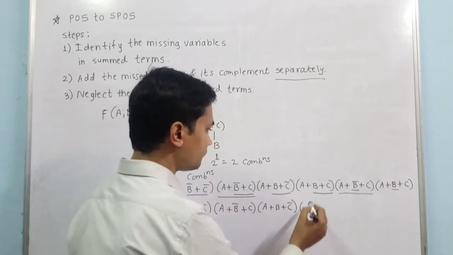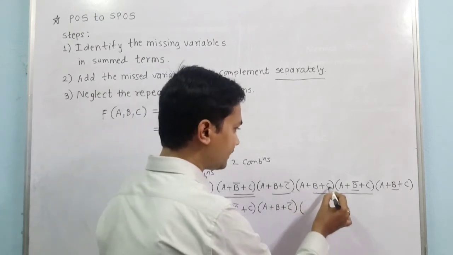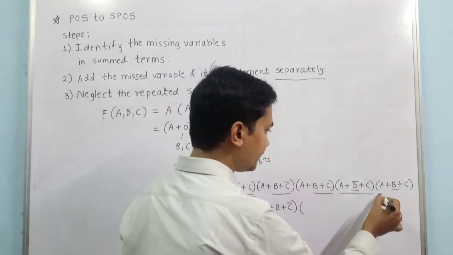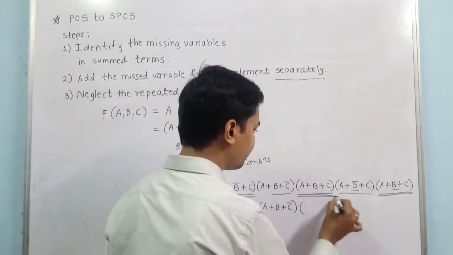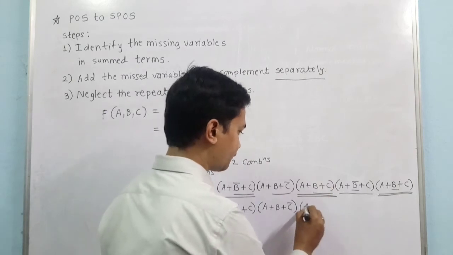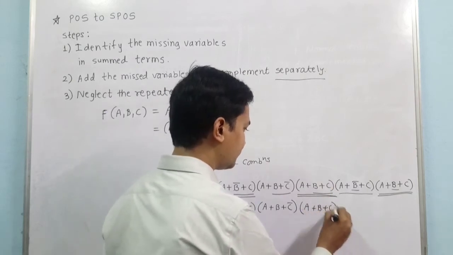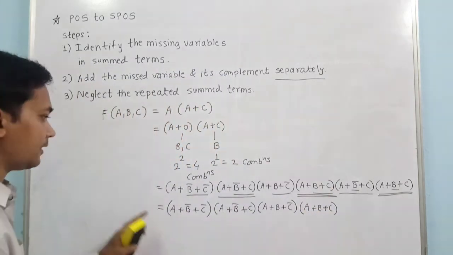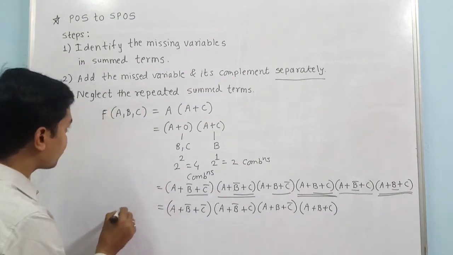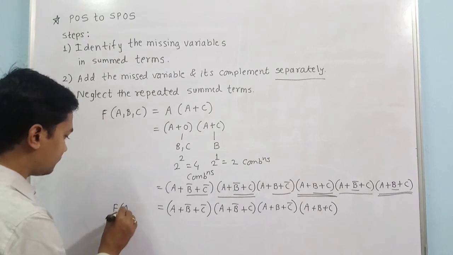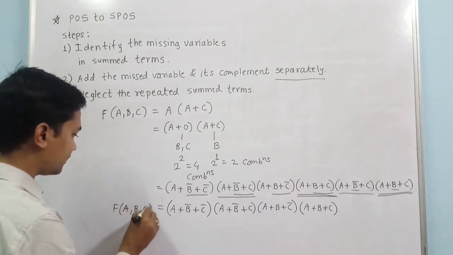Now A plus B plus C, is this term repeated? Yes, it is repeated here. So instead of these two terms, we take only once A plus B plus C. This is our standard POS form. I will write here F of A, B, C.